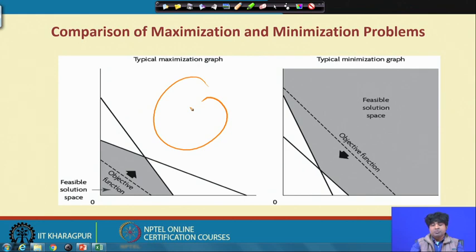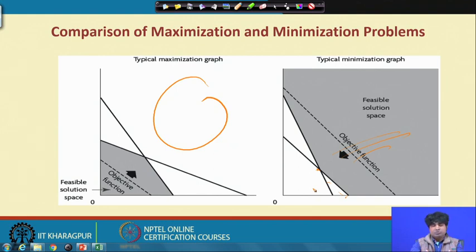But in the case of minimization, the feasible zone will be on the right side, that is, usually greater than type, and then we are looking for the minimum point in the corner solution like this. So technically, it is a two different ball game altogether.